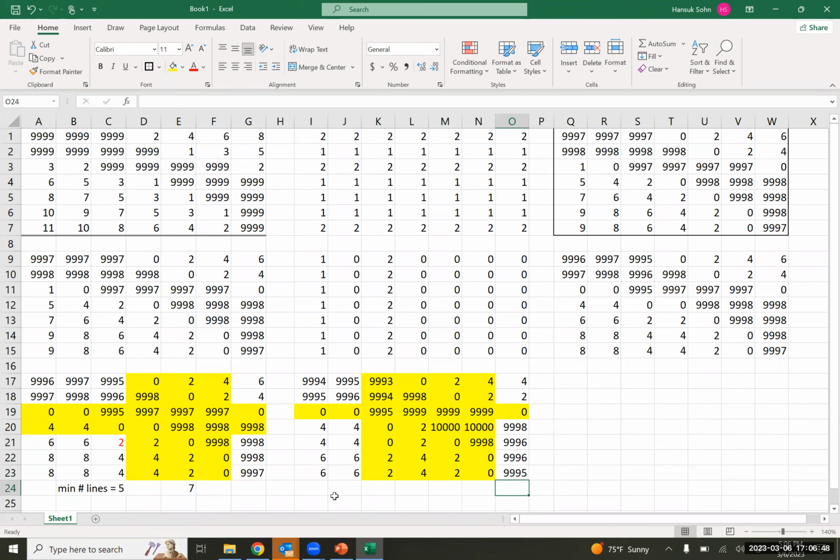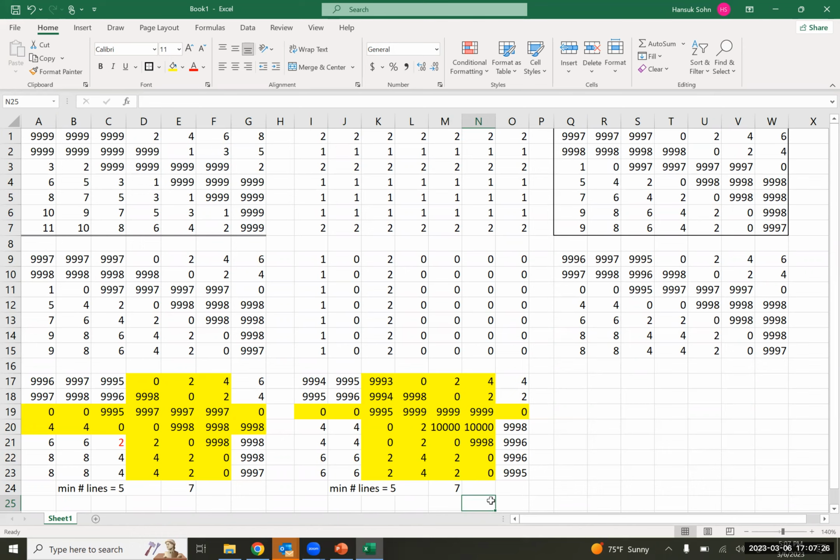Okay, so again, we need to see whether the minimum number of lines that we identified is equal to the total number of rows or columns. So again, here, the minimum number of lines is 5, but the total number of rows or columns is 7. Okay. So these two numbers are not equal.